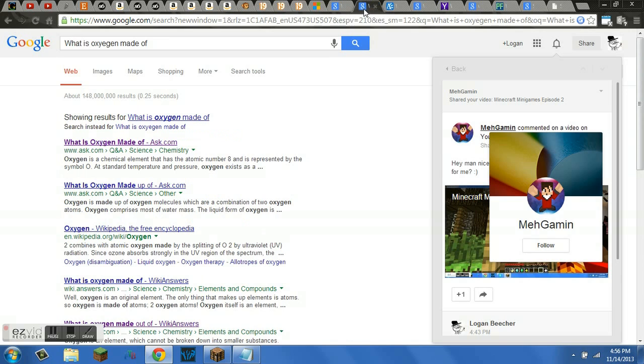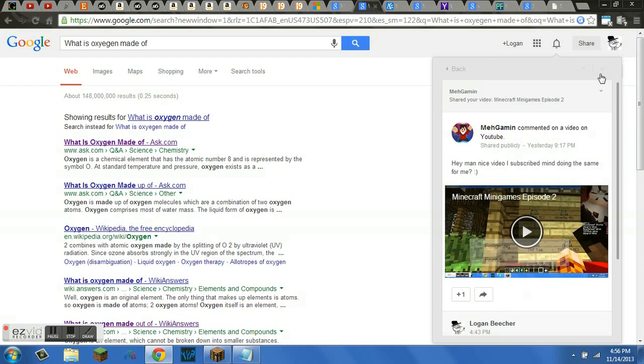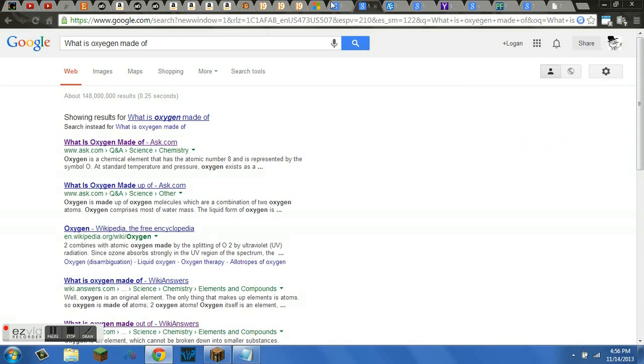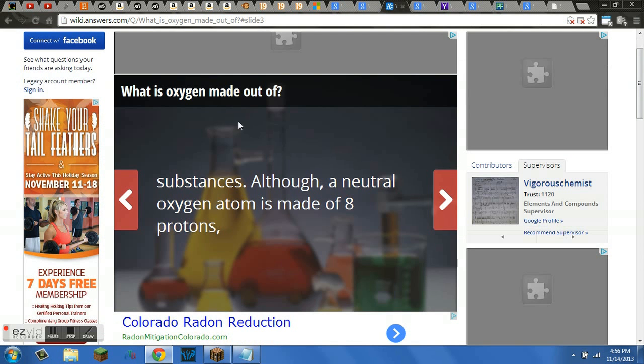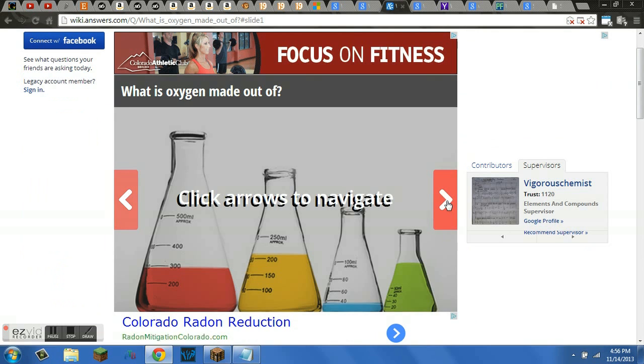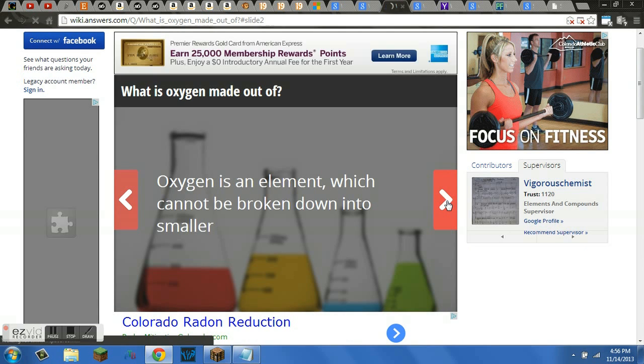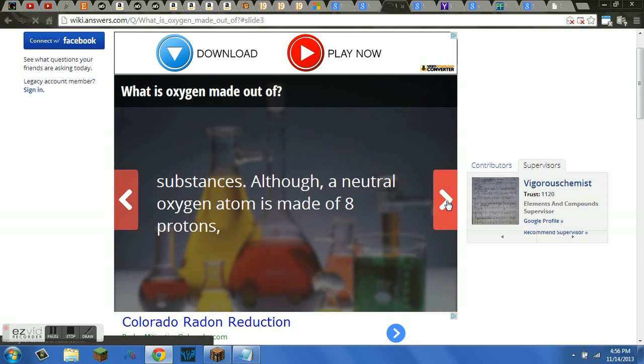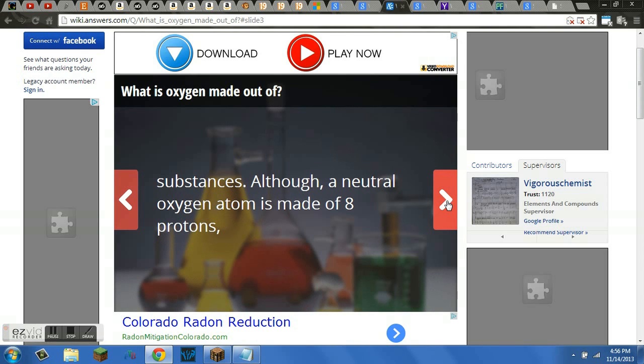So I decided to find out what oxygen is made of. And it says right here that oxygen is an element which cannot be broken down into smaller substances, although a neutral oxygen atom is made out of 8 protons. So let's go find what protons are.